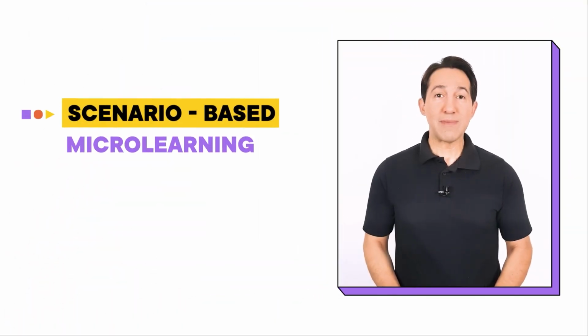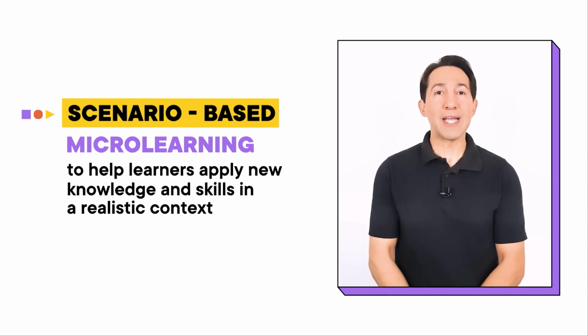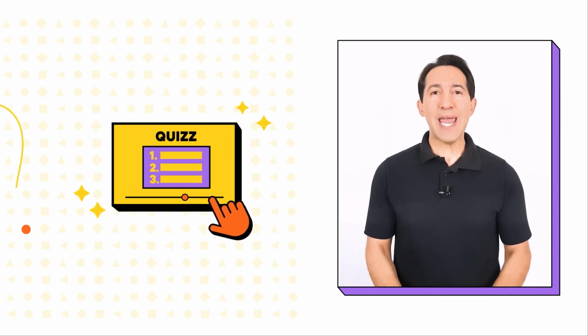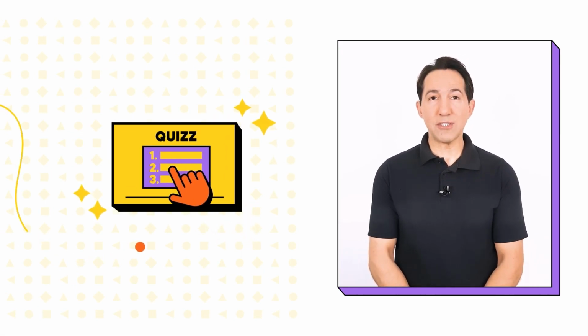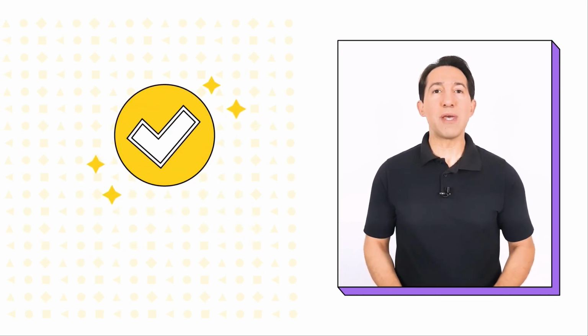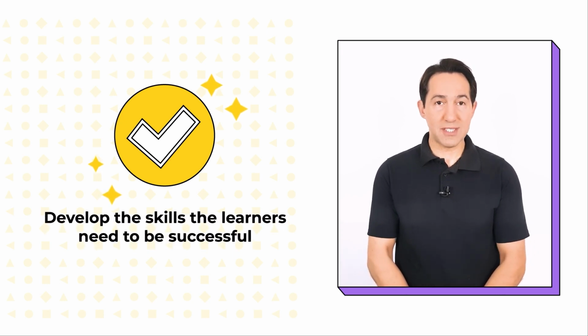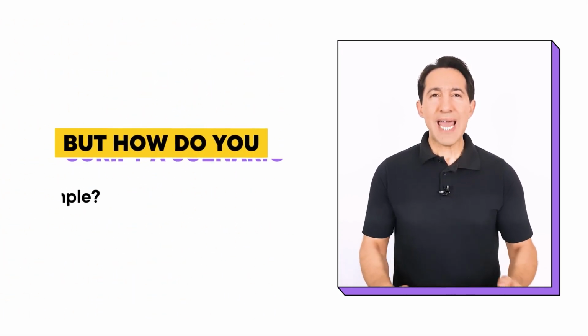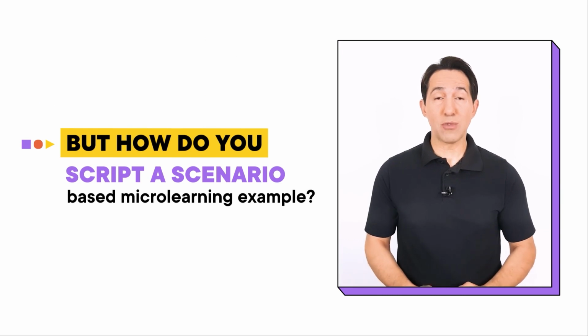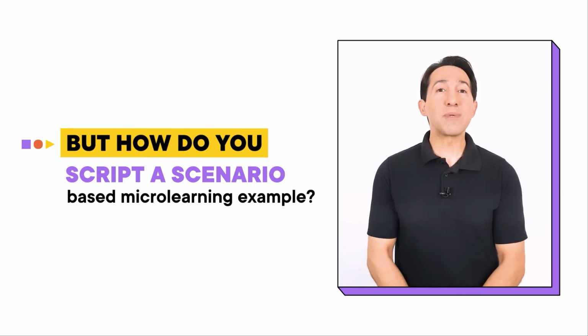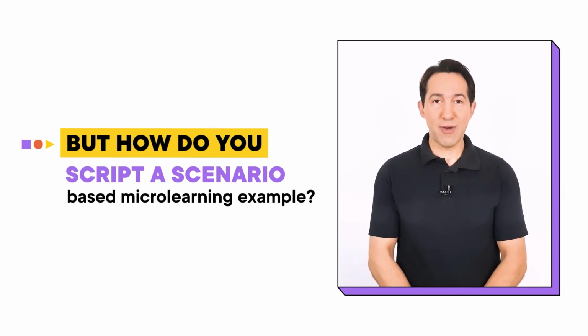Scenario-based microlearning is an effective way to help learners apply new knowledge and skills in a realistic context. By creating relatable scenarios and challenges, you can engage learners and help them to develop the skills they need to be successful in their work. But how do you script a scenario-based microlearning example?